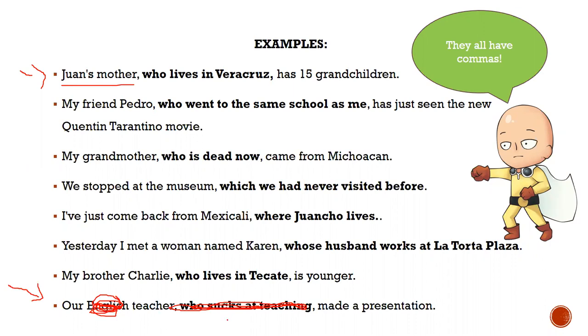So I just changed this into a sentence that needs to be defined. So we need a defining relative clause now. So I can say, our teacher who has very pretty eyes made a presentation. So now, which teacher am I talking about? Well, I'm talking about the one that has very pretty eyes, right? So, so good so far?